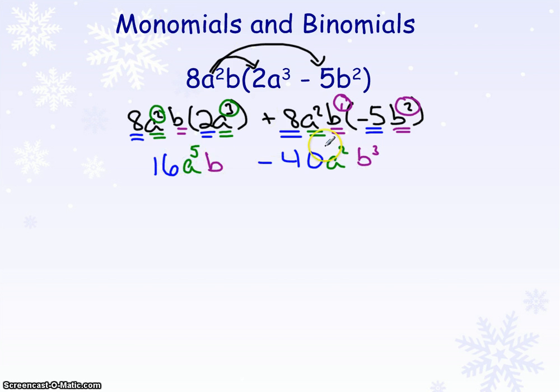Now you're going to look at what you have left to see if there's any like terms. You have a to the 5th b and a squared b cubed. Those are not the same. So this is our answer. 16 a to the 5th b minus 40 a squared b to the third.